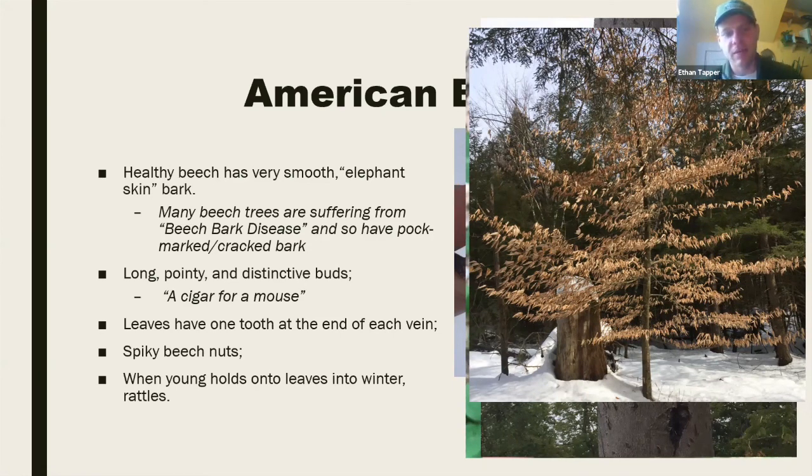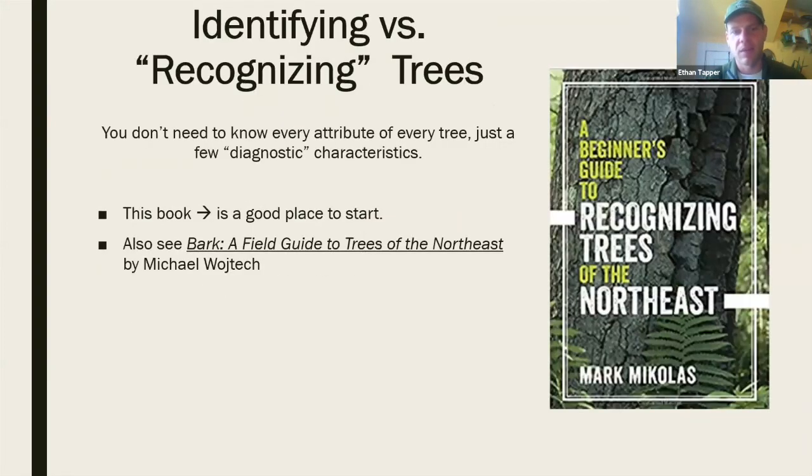So with that, I think I'm going to skip red oak for now, and just let you know some of my favorite identification books. There's this book, A Beginner's Guide to Recognizing Trees of the Northeast by Mark Michaelis, which is really great. I also really like the book Bark, A Field Guide to Trees of the Northeast by Michael Wotek.